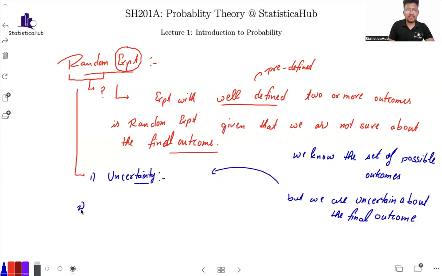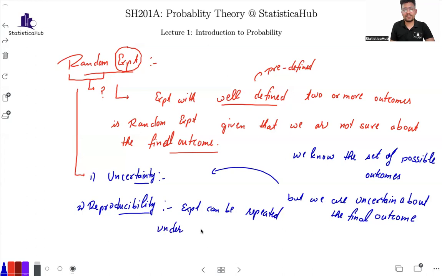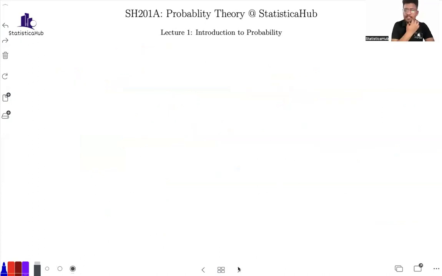Then we have something that is known as reproducibility. That means an experiment can be repeated again and again under the same conditions. So these are a few of the terms that you need to understand in the context of a random experiment. Now let's move to some more terms.